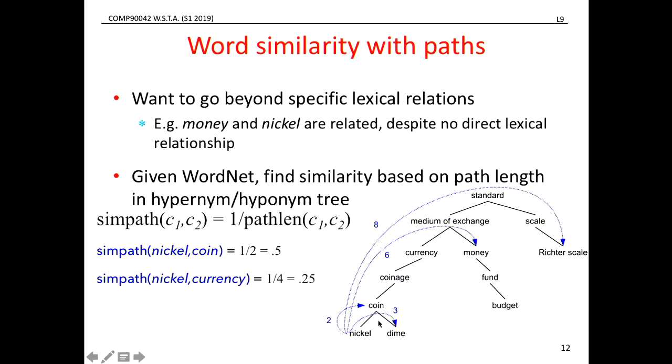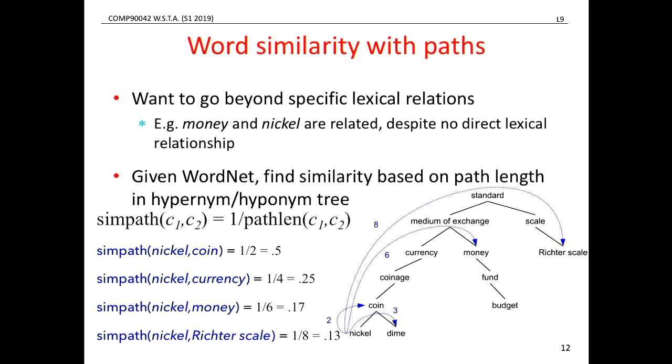Nickel to currency, we have to go up 1, 2, 3 edges plus 1, so 4. Here's a quarter, and so forth. And money is 0.17. So now we have some measure to quantify how closely related these words are. And nickel to Richter scale is a bit lower, right? 0.13. Now, you might notice there's a bit of a problem here: nickel to money is reasonable, nickel to Richter scale is pretty stupid, and it doesn't come about so clearly in the numbers. Obviously, there's a ranking, and the ranking makes sense, but knowing where to draw a threshold about where to stop in terms of similar enough to be useful is kind of difficult. And if we go through this top node standard, it's fairly bleached of any information.